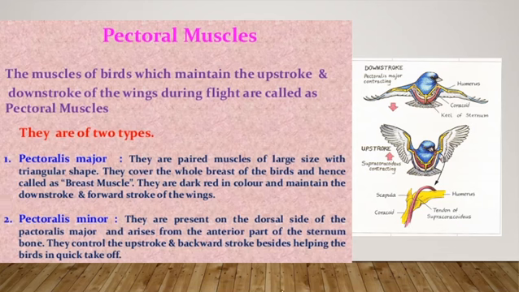wings. The second one is the pectoralis minor. It is present on the dorsal side of the pectoralis major and arises from the anterior part of the sternum bone, and it controls the upstroke and backward stroke besides helping the birds in quick takeoff. So this will help the bird in their takeoff during flight.